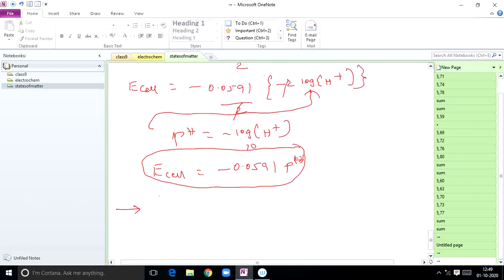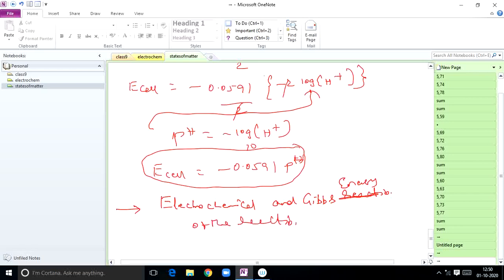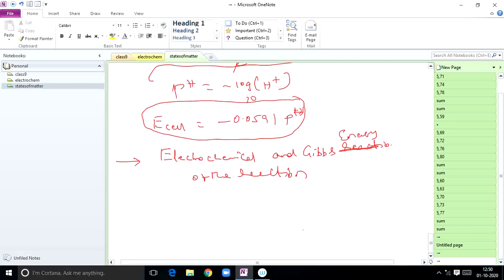So electrochemical cell and Gibbs energy of the reaction. Already you got this one. Cell, electrochemical cell and Gibbs energy of the reaction. So very important derivation.